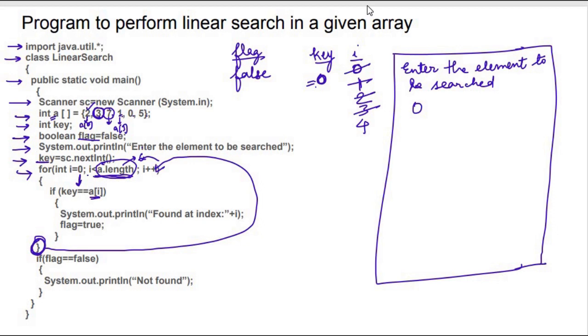Key is equal to AI. This time I is 4. So A4 is this element. That means now 0 se compare ho raha hai. If key which is also 0 and AI which is also 0. So if 0 is equal to 0, now this time the condition of if is correct. So what happens? This statement will be printed.